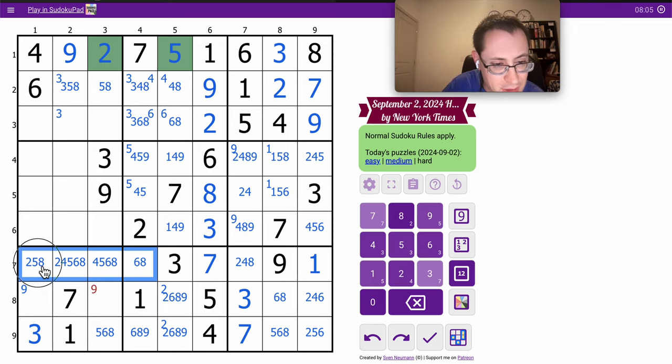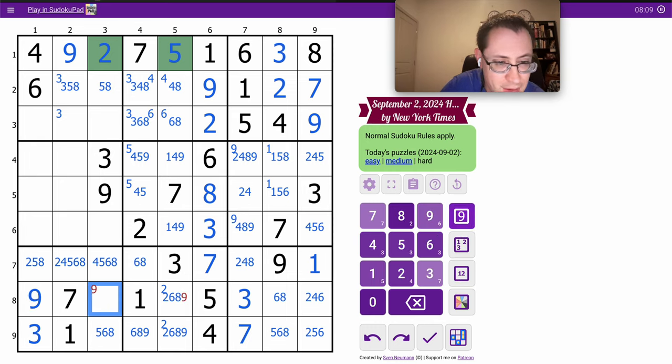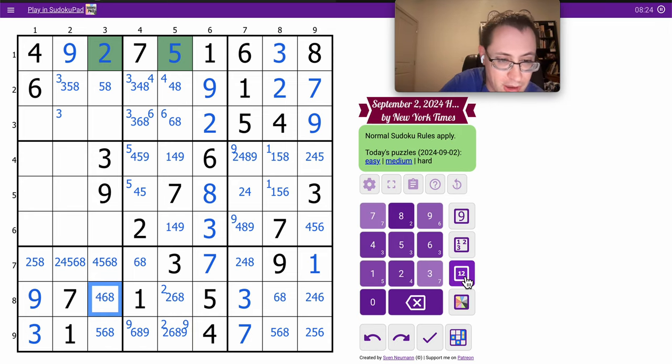Okay, these can't be 9. And these can't be 9. That leaves one place for 9 in region 7. These are nine. One of them must be anyway. This is nothing but even digits, and there's only three of them left.